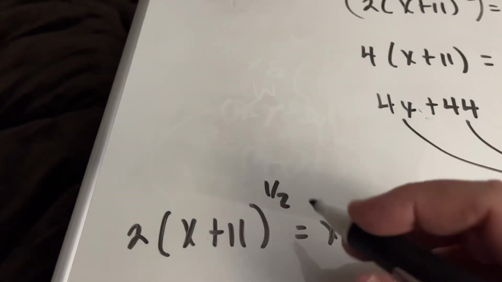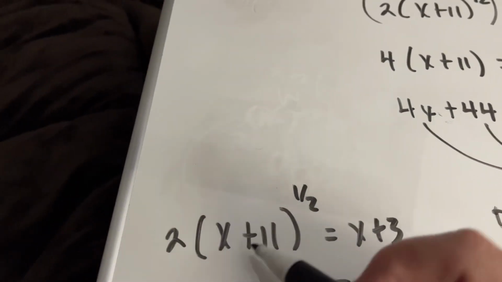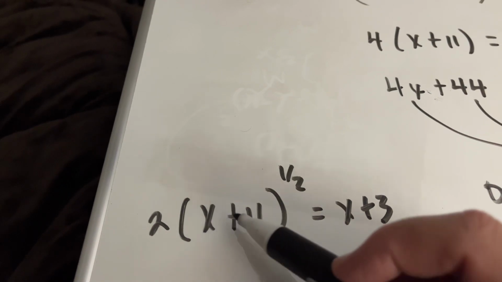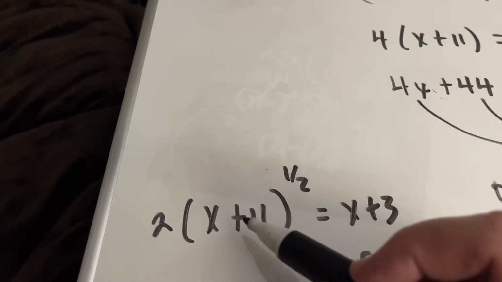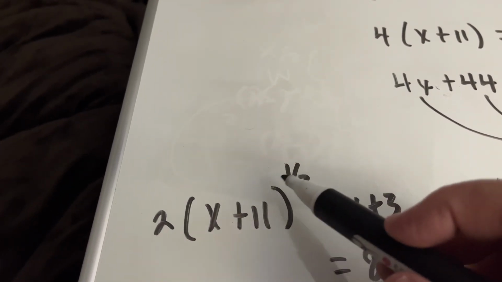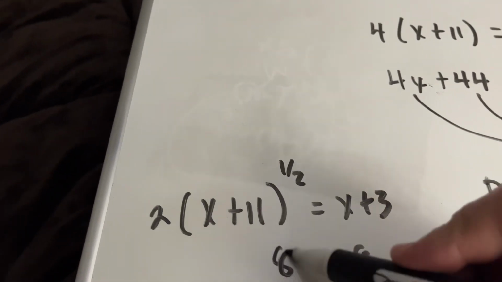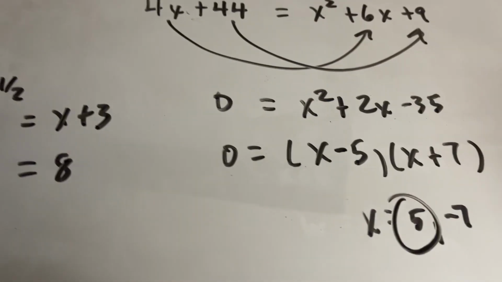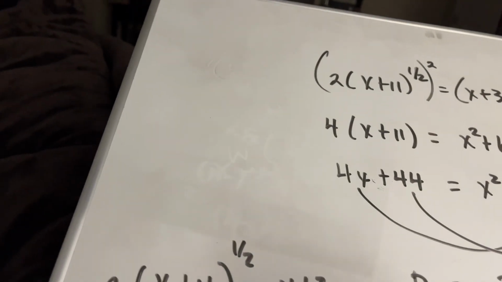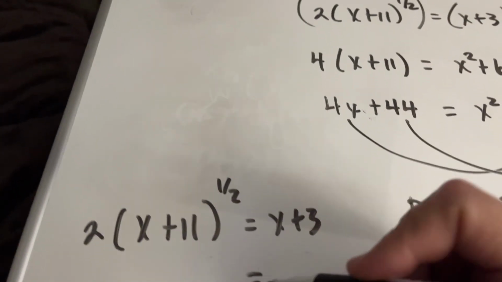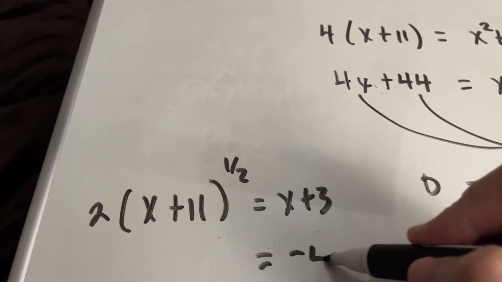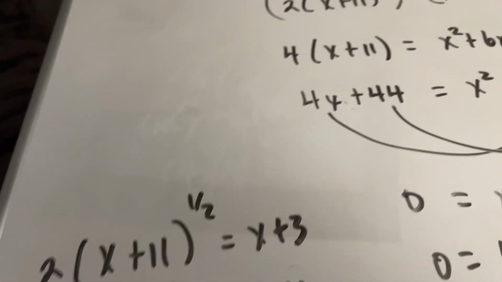And I'm going to think about 5 going in there first. Well, if I put 5 here, I get 8. If you put 5 here, 5 plus 11 is 16. 16 to the half power means the square root of 16, which is 4. 4 times 2 is 8. So the 5 is a good answer. Let's see about -7. If I put -7 in here, I get -4. I can already tell that's going to be a problem.